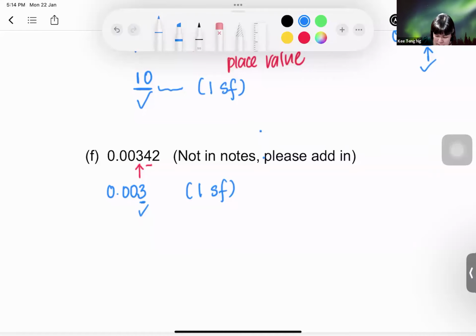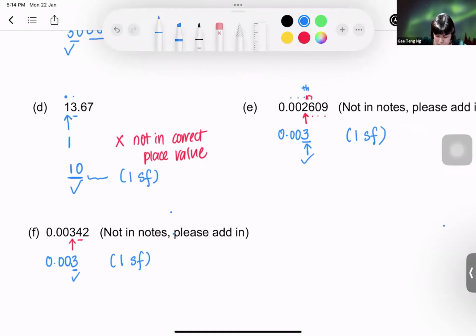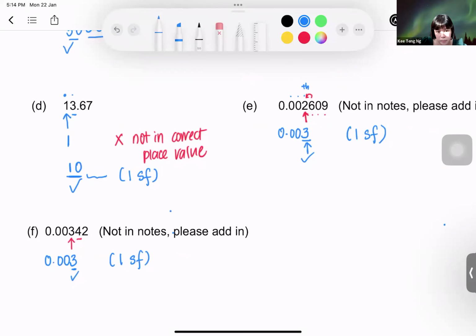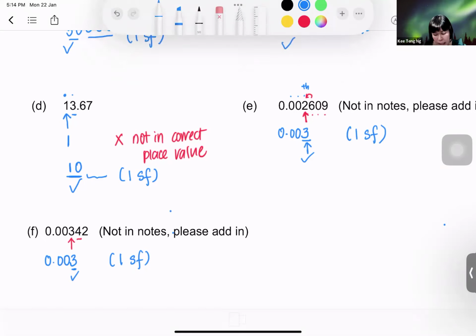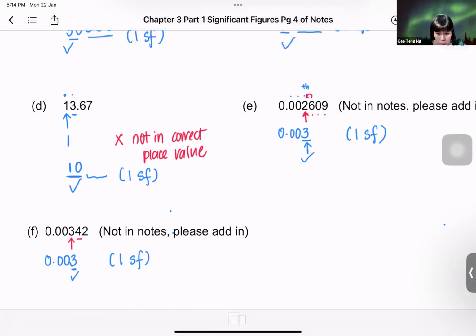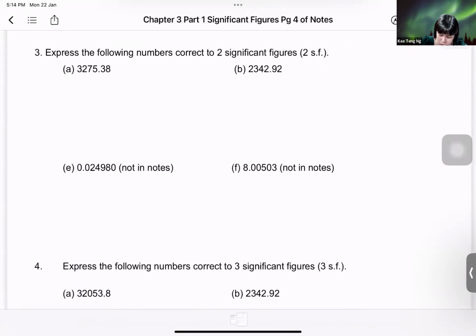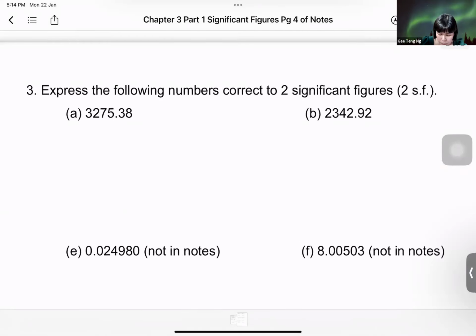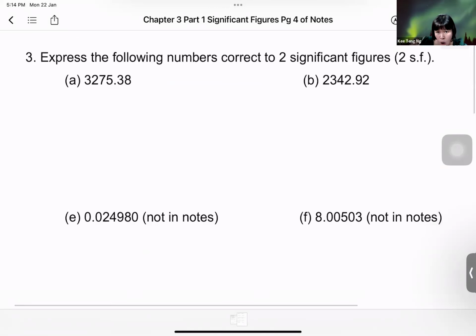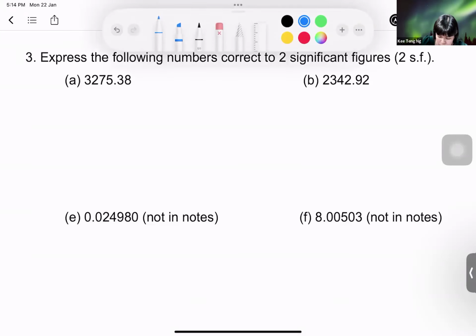Have you gotten the concept? If you have finished writing the notes over here, you can take a look sometime later to finish up the remaining questions that I did not go through. Now, let us move on a little bit more to two significant figures. Numbers with two significant figures. Question number 3. Now, express the following numbers correct to two significant figures.